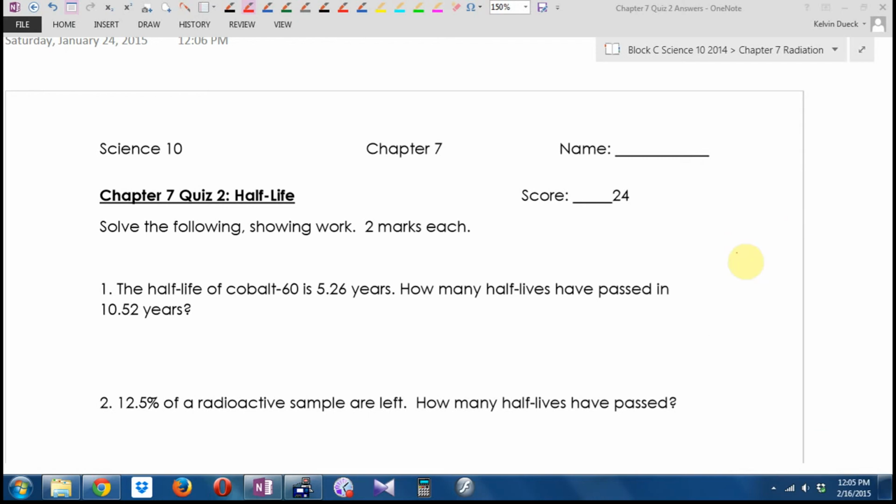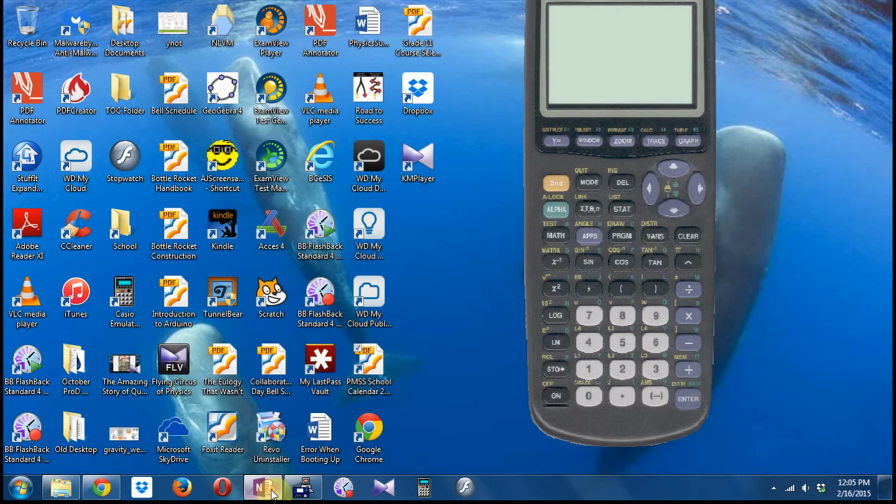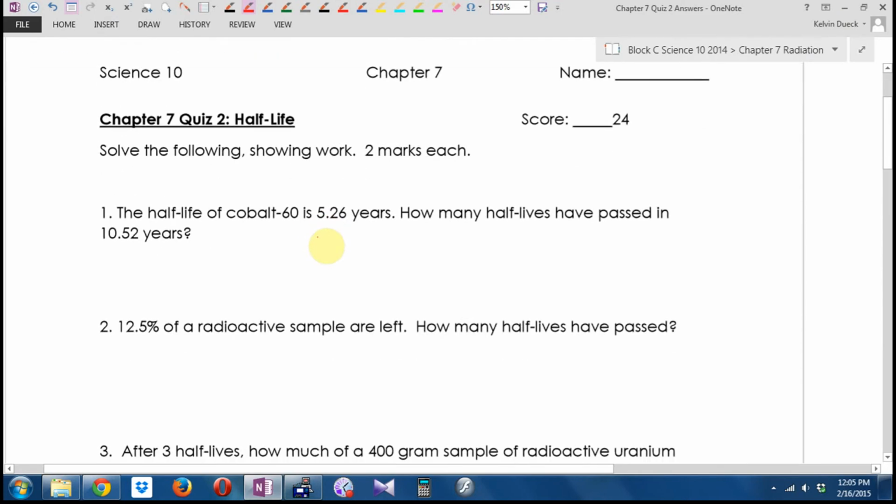So here we go. The half-life of cobalt is 5.26 years. How many half-lives have passed in 10.52 years? Now, some people might say, oh, well, if one half-life is 5.26 and this is twice as big, the answer is 2. But I'll show you a less intuitive, more systematic way to get there.